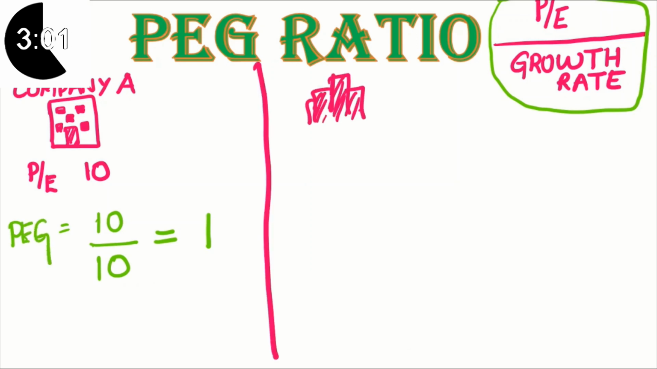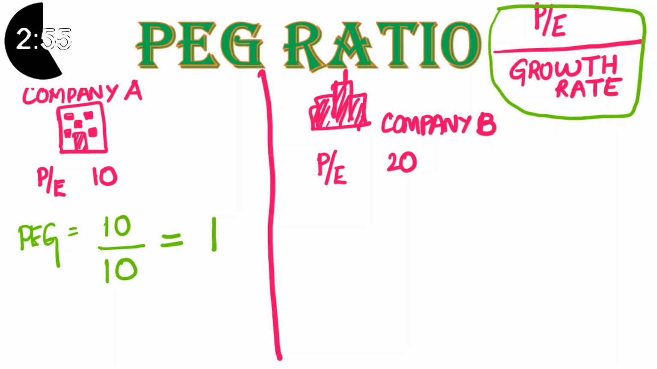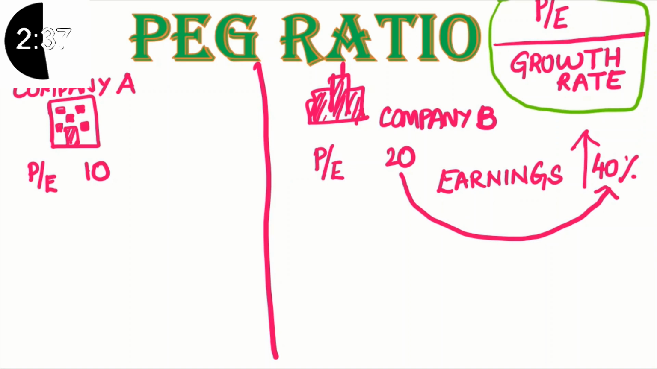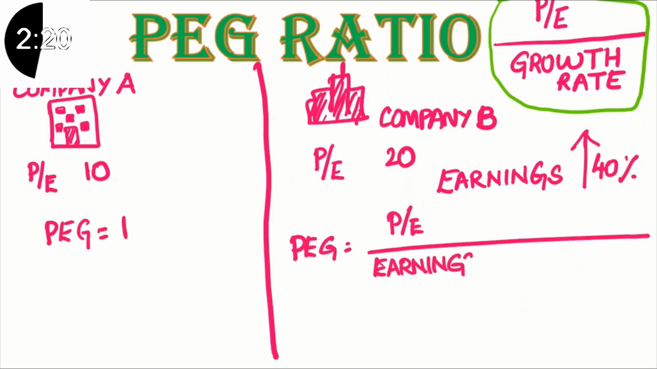Let's go to company B. The PE ratio of company B is 20. That means for every rupee of the earnings the company is generating, you are willing to pay 20 rupees. That is, if you want to buy 1 unit of this stock. Analysts forecast that the earnings of the company will grow at 40% for the next year. You are willing to pay 20 rupees for 40% growth. How much are you willing to pay for 1% growth? 20 divided by 40, that is 0.5. PEG ratio here is PE divided by growth rate, that is 20 divided by 40.